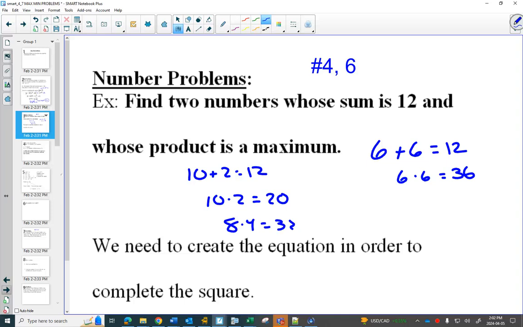We could go into decimals. Or are we convinced 6 and 6 is the best? Or there's decimals. What about 7.5 and 4.5? And now the mental math is like, oh. So how do we find out for sure? It seems, after a couple of guesses and checks, that 6 and 6 seems to be the best answer. Well, how do we create an equation in order to complete the square and change it to standard form?